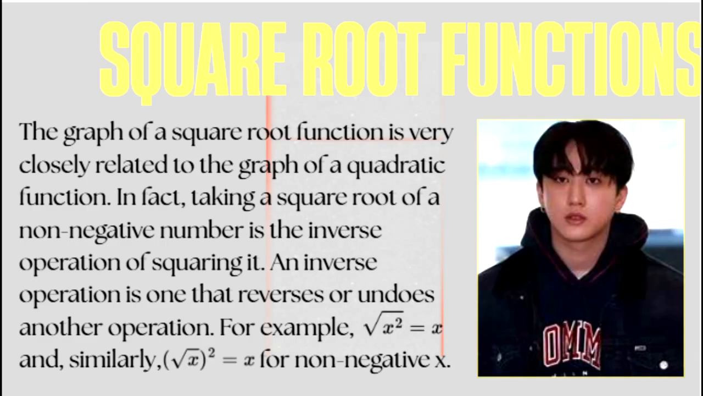The graph of a square root function is very closely related to the graph of a quadratic function. In fact, taking a square root of a non-negative number is the inverse operation of squaring it. An inverse operation is one that reverses or undoes another operation. For example, the square root of x squared is x. Similarly, the square root of x, when that is in parentheses and it's squared, is still x for non-negative x. If you have a negative x, you can't take the square root of it because that's not a real number.